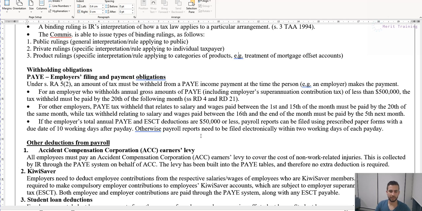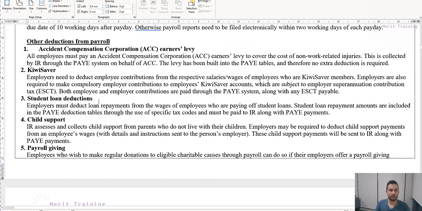So more or less, when you withhold tax, you have a very short period of time, basically around 5 days, to actually pay it from the time you've collected it to the government. That is, unless you've got less than $500,000 in tax withheld, which means you're a smaller business, which gives you a little bit more time to lodge it up until the 20th of the following month, so basically 20 days.